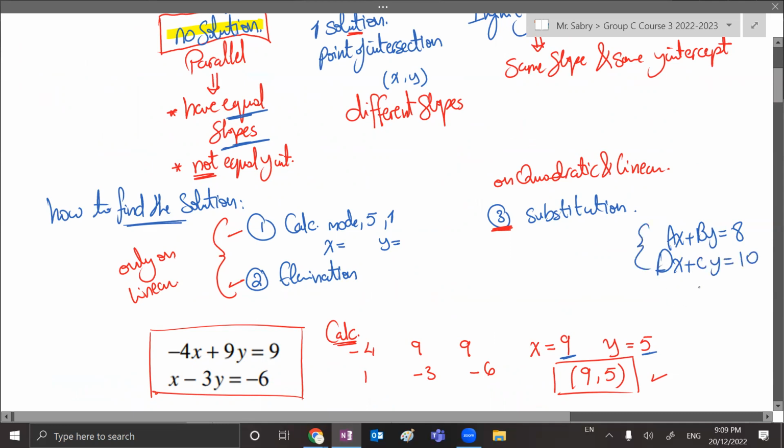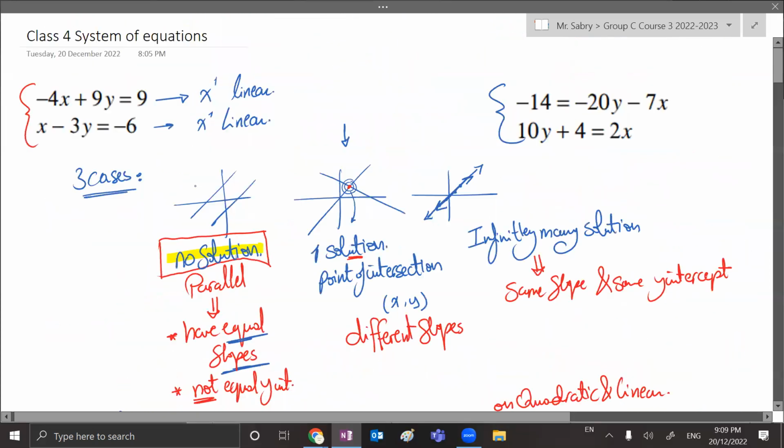لو قلت لك ان دول الاثنين have no solution this means ان السلوب اللي فوق اللي هو نيجاتيف الرقم اللي جنب الاكس over الرقم اللي جنب الواي ده السلوب equals السلوب of the other one which is negative the number next to the x over the number next to the y. So remember that in order to get the slopes لو عندي الفورم اللي هي ax plus by equals c السلوب negative a over b والy intercept c over b.